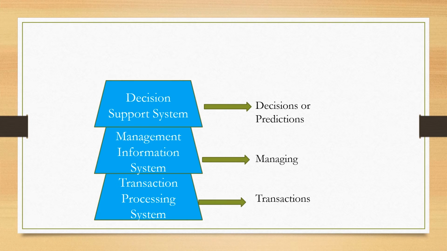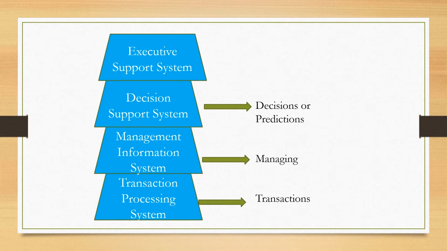The last one is executive support systems. ESS serve the strategic level of an organization. The system provides top-level executives a readily accessible, interactive format to get an overview of the entire organization's performance.